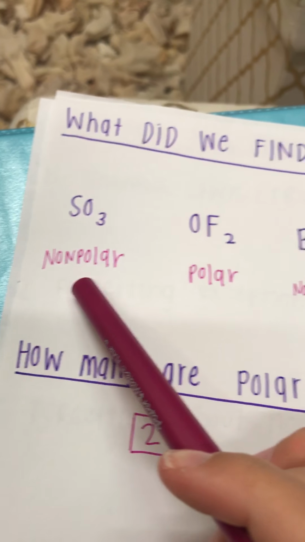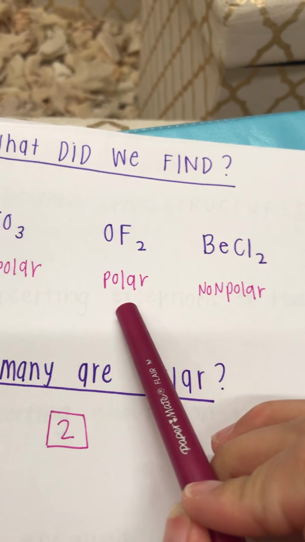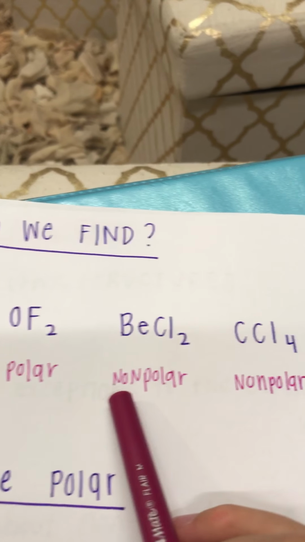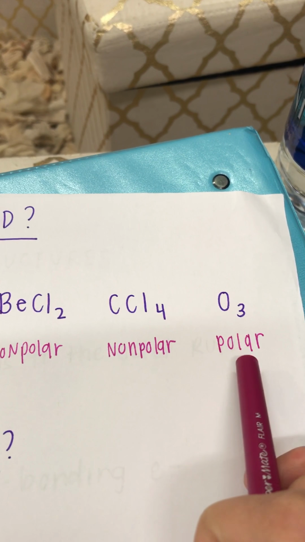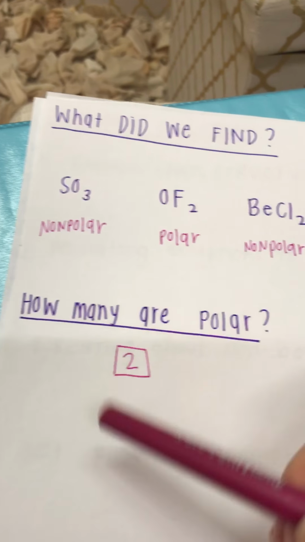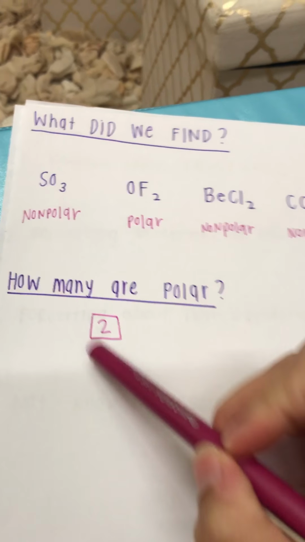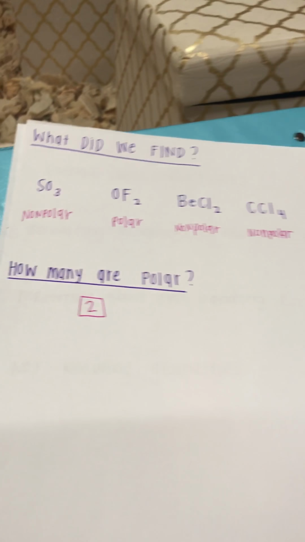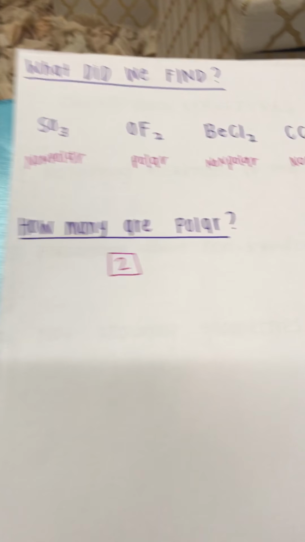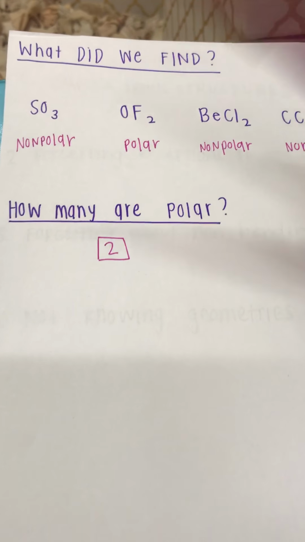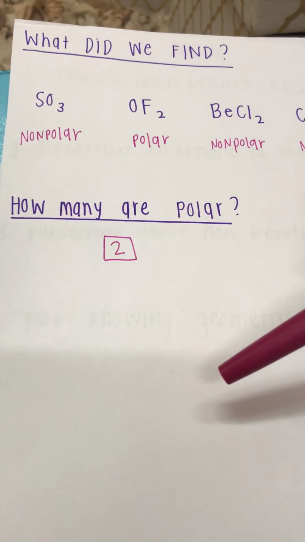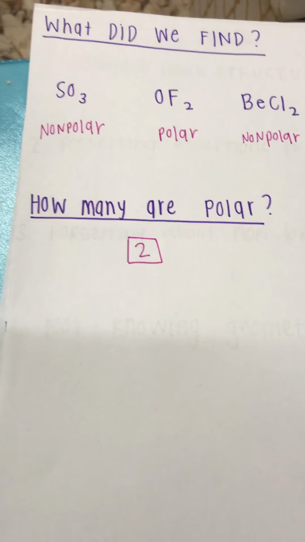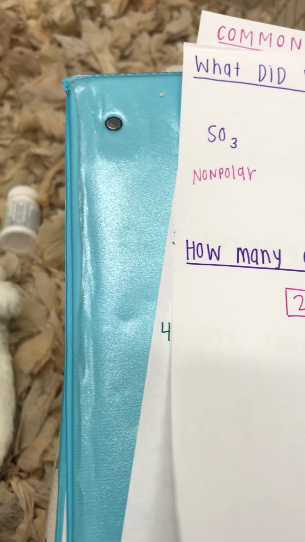So what did we find? We found that SO3 is nonpolar, OF2 is polar, BeCl2 is nonpolar, CCl4 is nonpolar, and O3 is polar. So the question was how many are polar? You're going to get 2 polar molecules. And a good way of looking at that is if the molecule has a molecular dipole, it's going to be polar. If it doesn't, it's going to be nonpolar.